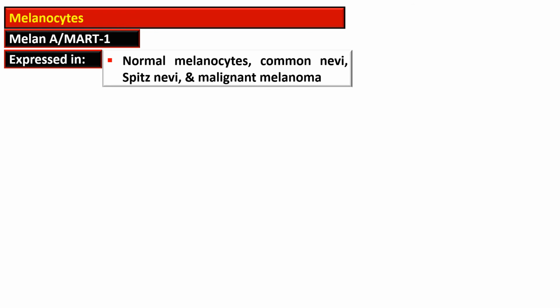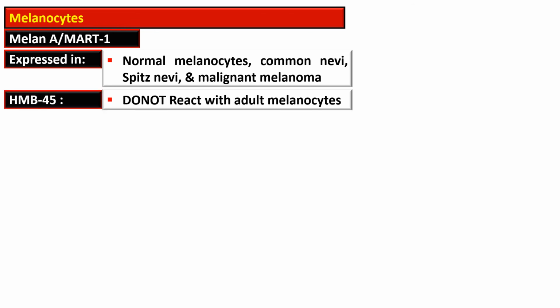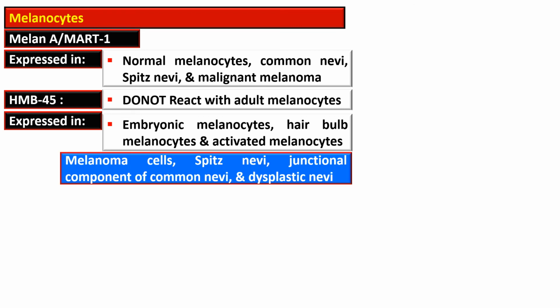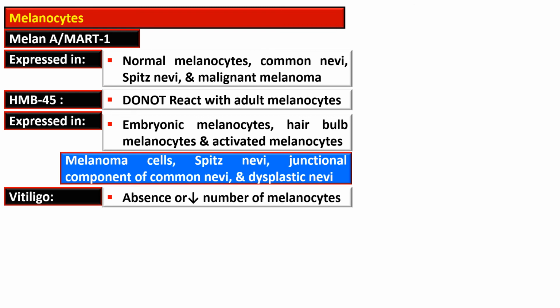Under normal conditions, the melanoma-associated antigen, that is HMB45, does not react with adult melanocytes. It is expressed in embryonic melanocytes, hair bulb melanocytes, and activated melanocytes. It is usually seen reacting with most melanoma cells, Spitz nevi, the junctional component of common nevi, and dysplastic nevi.